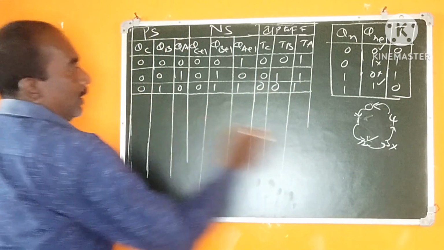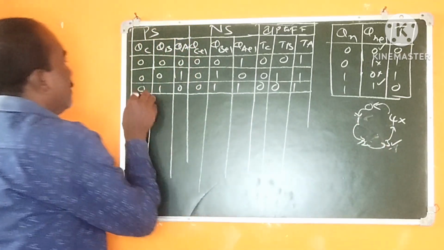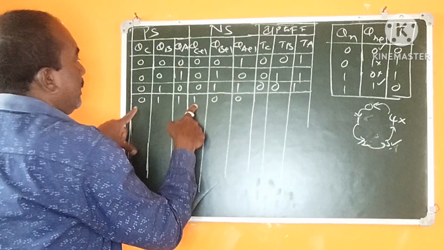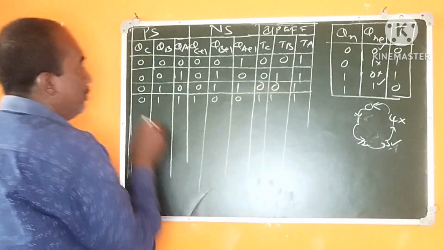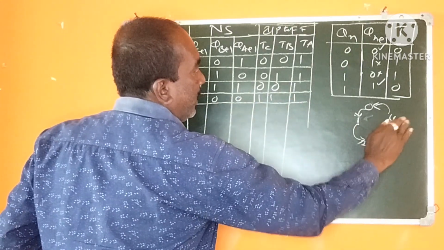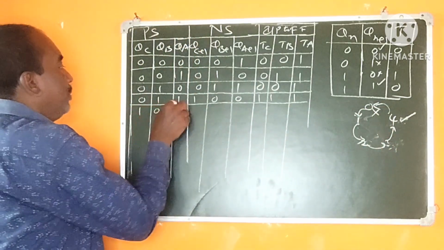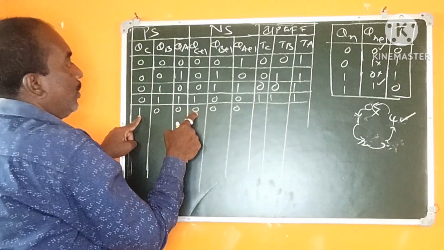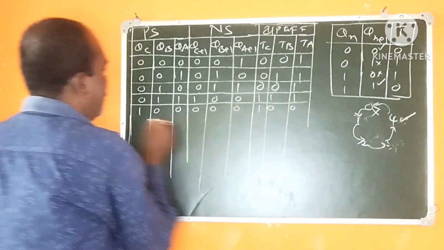And next, this will be the present state, and the next state will be 4. So 0 1 1 will be the present state, next state is 4. This is 0 to 1, 1 to 0, 1 to 0. So all the states are varying. Next, we consider this as the present state and the next state becomes 0. So it is 1 0 0, next state is 0 0 0. So here 1 to 0, 0 to 0, 0 to 0. 1 to 0 is 1, 0 to 0 will be 0.